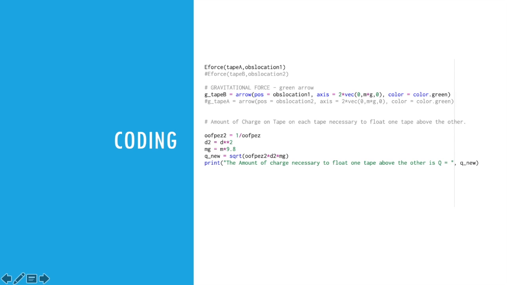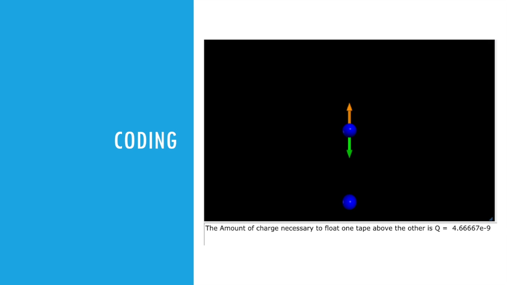And then at the bottom of the screen, what I did is made sure that my code would return the amount of charge necessary to float one tape above the other, and that would be printed out at the bottom of the screen. And this is what I got. The top one is tape B, and then we can see that's the force of tape A on B. And then we have tape A at the bottom, and that would be the force of gravity on tape B. And then at the bottom of the screen is the necessary charge, Q equals 4.67 times 10 to the negative 9 coulombs.